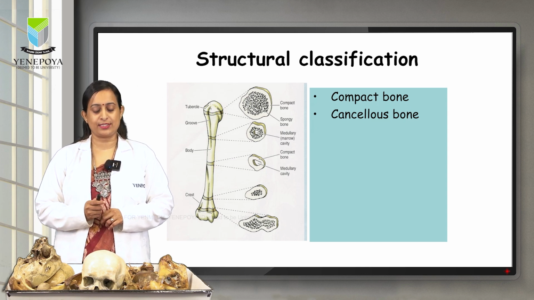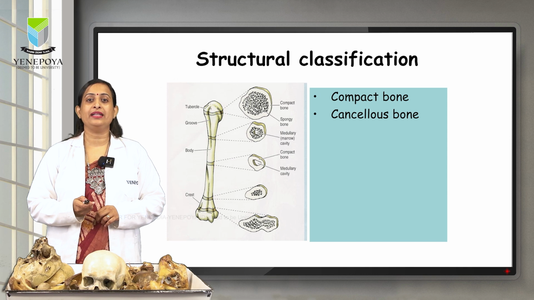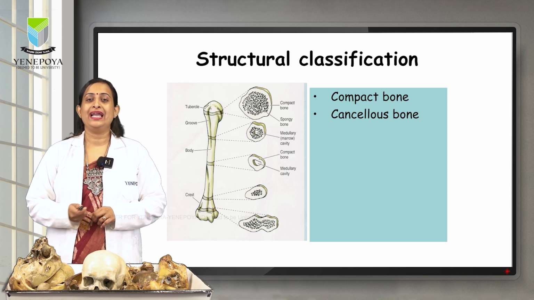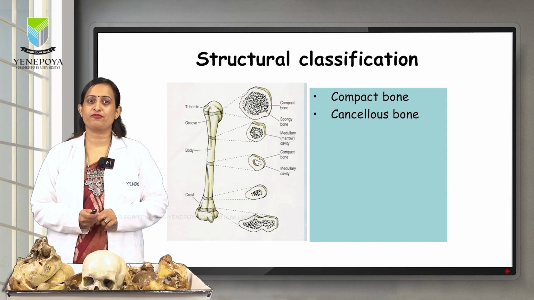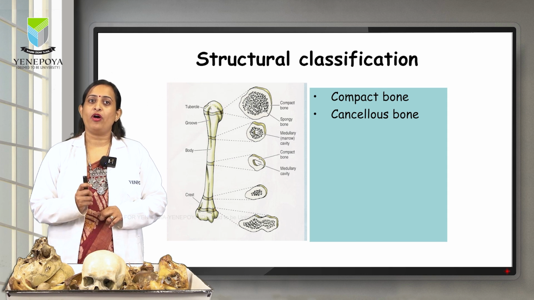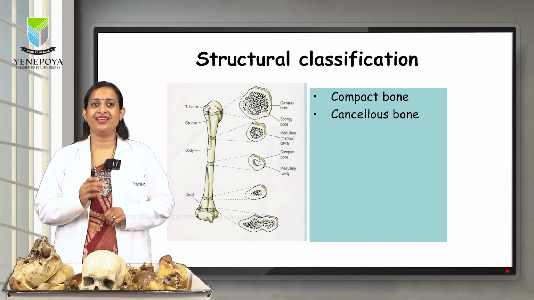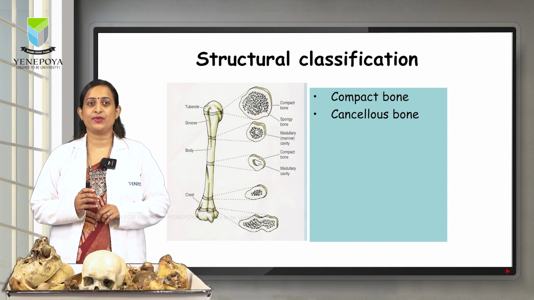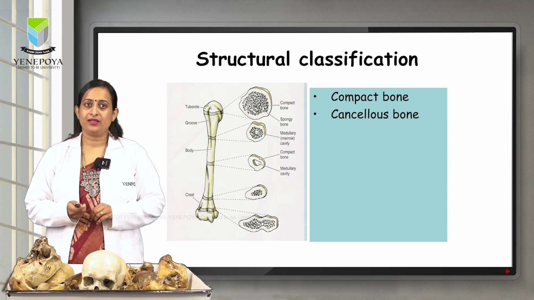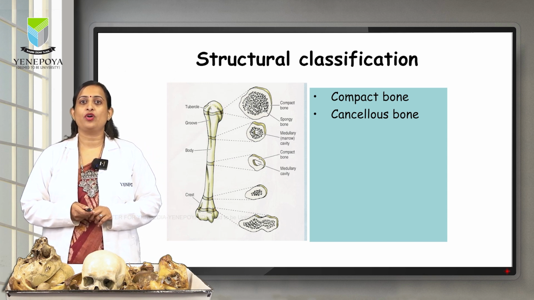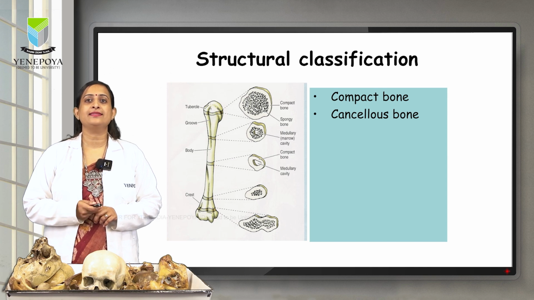Compact bone and the cancellous bone. Now the outermost part is called the compact bone. It is the rigid, hard part of the bone, and it is the outermost covering of the bone. The second part, which you can see in the inner aspect, is made up of lamellae. You can see those openings in the inner aspect of the bone; that part is called the cancellous bone.